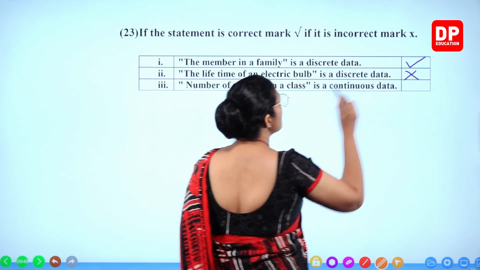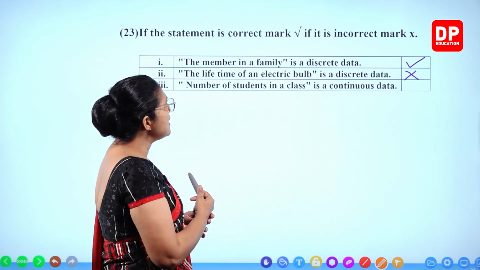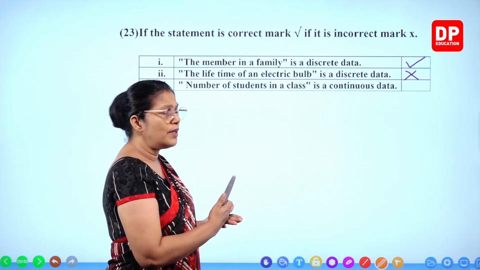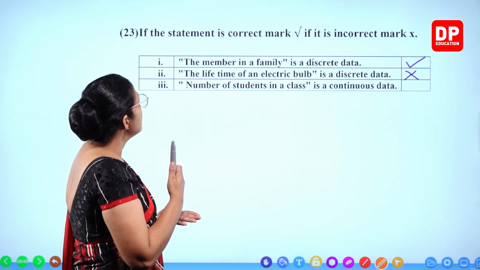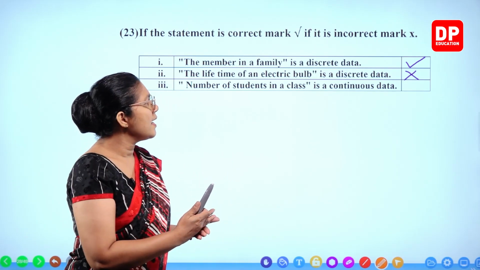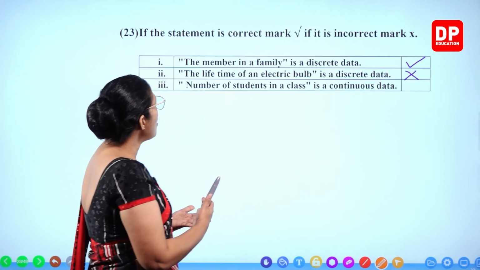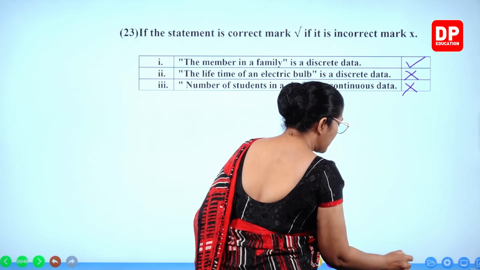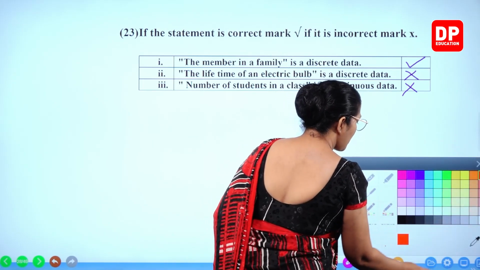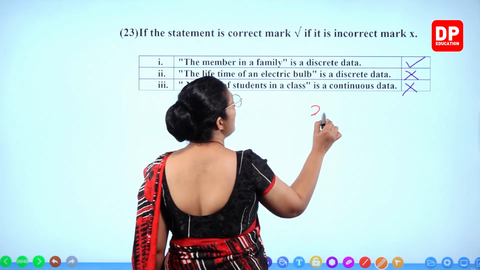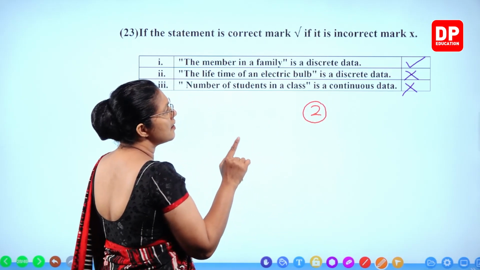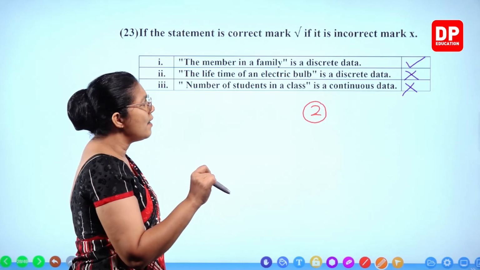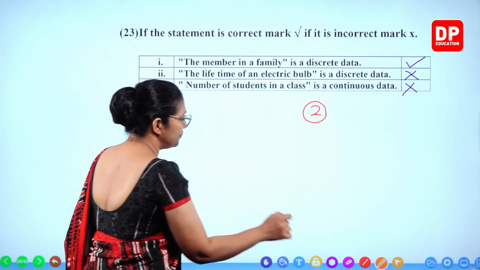It's continuous. Number of students in a class is a continuous data. You get a whole number. It's a certain number and you can't get a decimal there. It's not continuous, so that's wrong. So you will get 2 marks if at least 2 answers are correct. If only one, you will get only 1 mark.